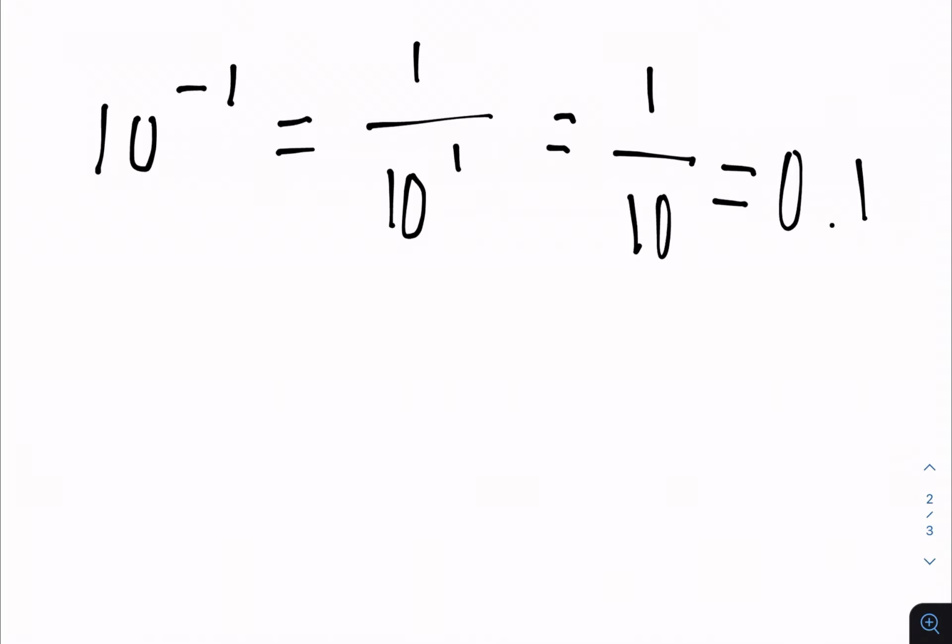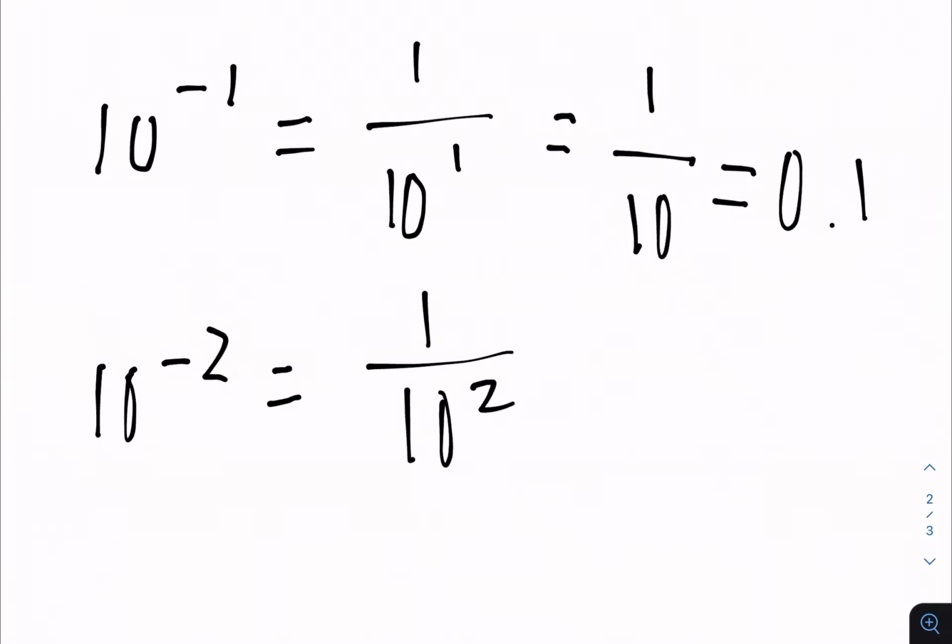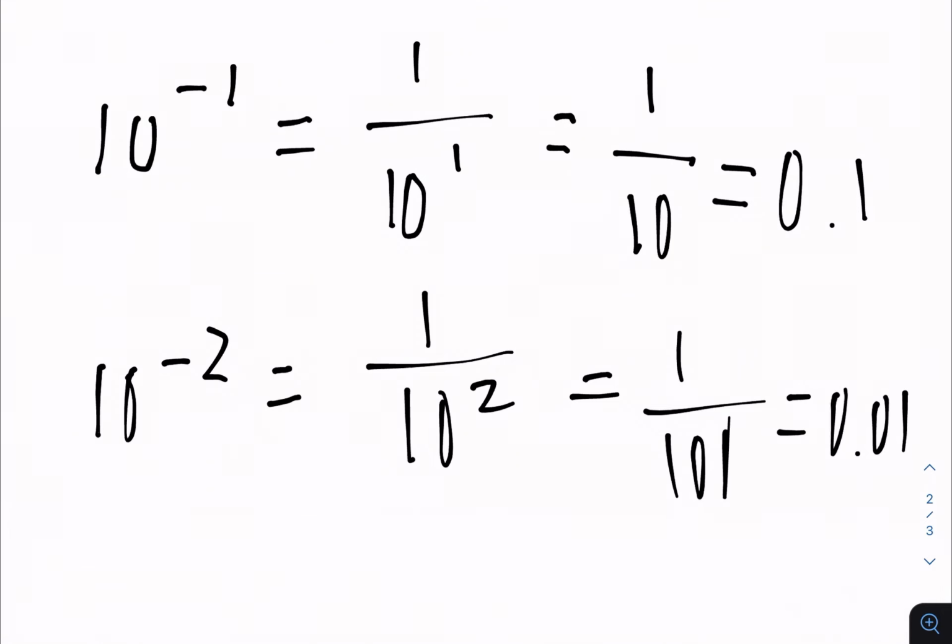So you can also raise this to the negative 2 power. That equals 1 over 10 squared, or 1 over 100. That equals 0.01. Also, we can think of this as, so we first start from 1, and then we just move it 2 decimal places over. So that means it's 0.01.